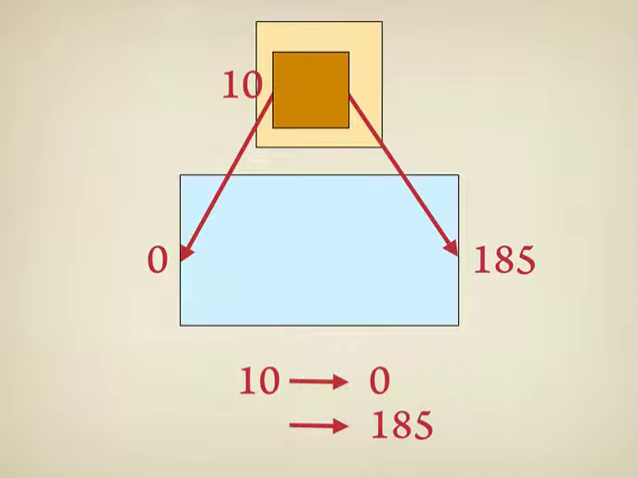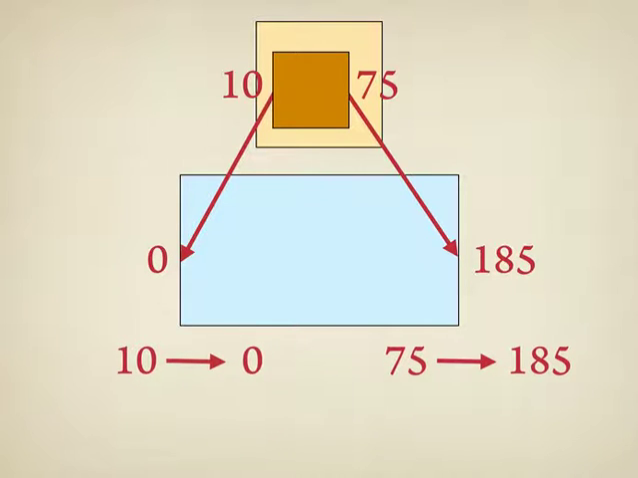Looking back at the picture at the top, the right-hand side of the orange box, let's say it's at 75. Then the rule at the very bottom says 75 goes to 185. Now if I touch anywhere in the orange box, it will get stretched to the full width of the blue box. So let's write these two rules side by side horizontally.